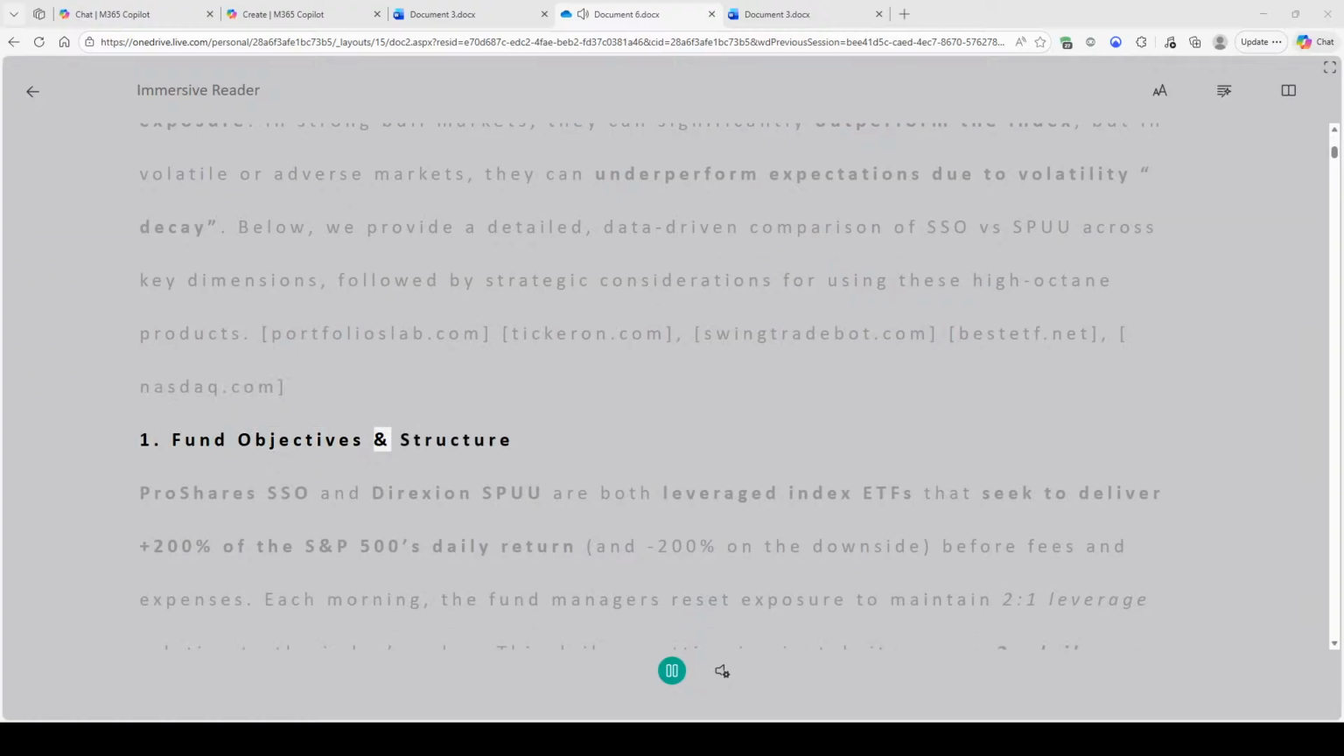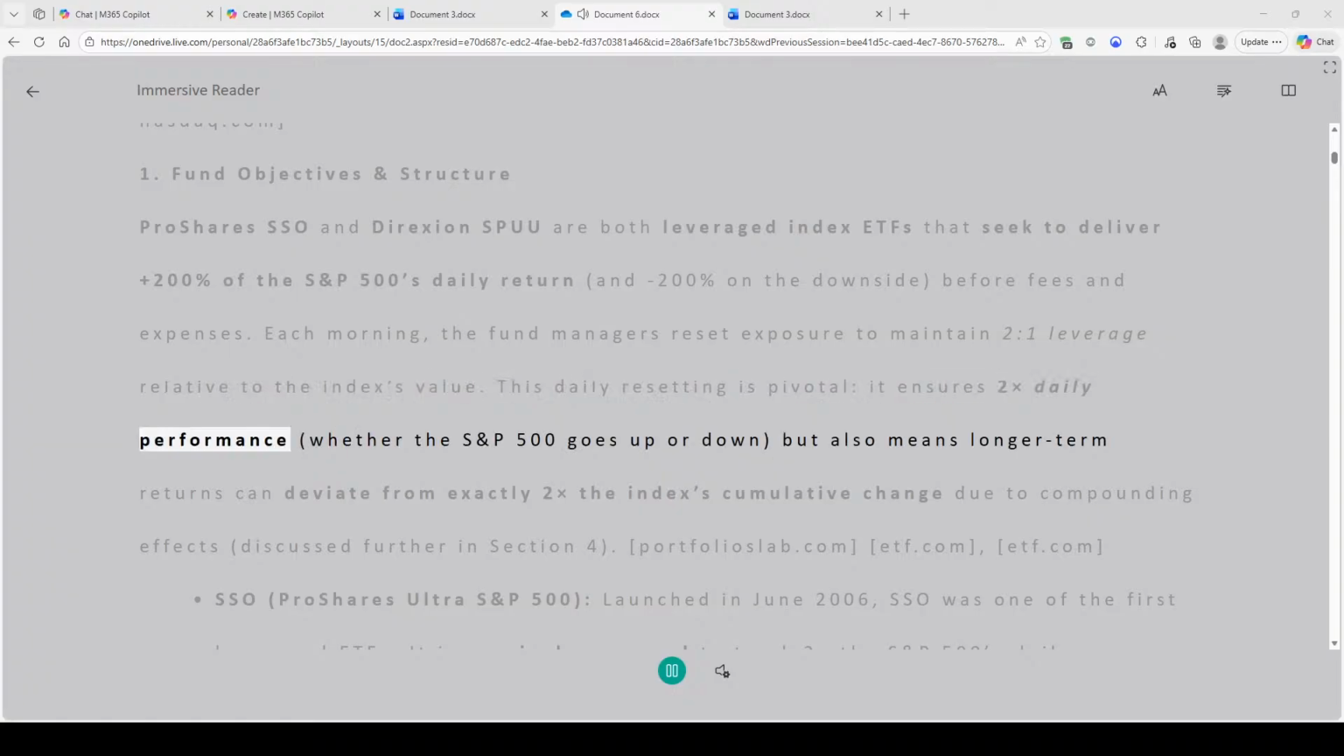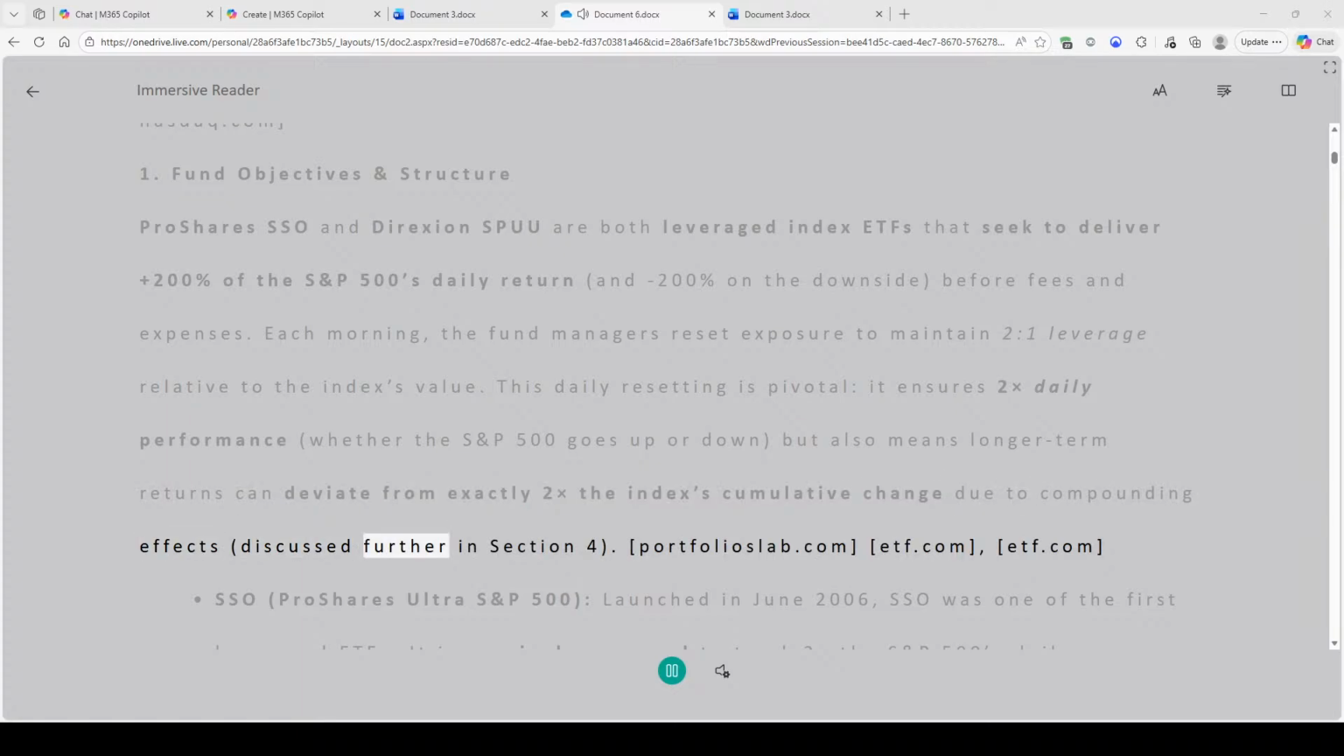1. Fund objectives and structure. ProShares SSO and Direxion SPUU are both leveraged index ETFs that seek to deliver plus 200% of the S&P 500's daily return, and minus 200% on the downside, before fees and expenses. Each morning, the fund managers reset exposure to maintain 2:1 leverage relative to the index's value. This daily resetting is pivotal. It ensures 2 times daily performance, whether the S&P 500 goes up or down, but also means longer-term returns can deviate from exactly 2 times the index's cumulative change due to compounding effects, discussed further in Section 4.